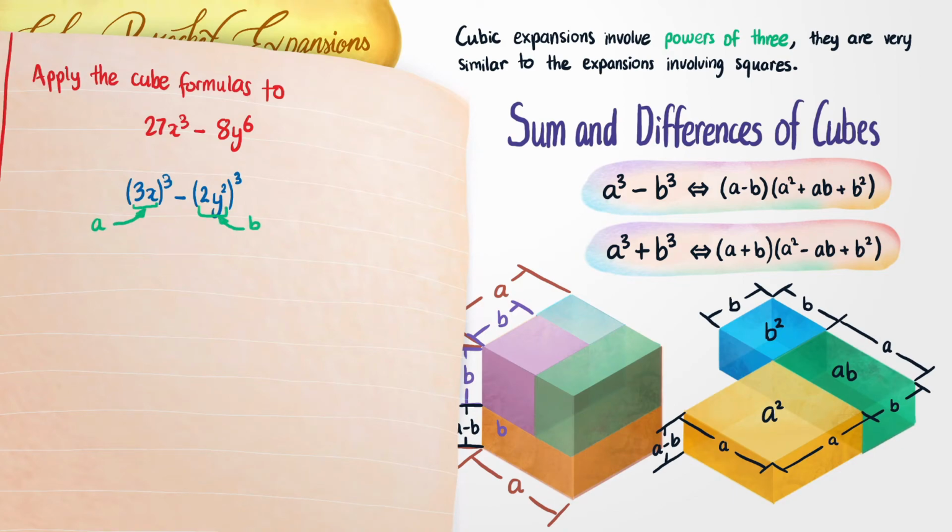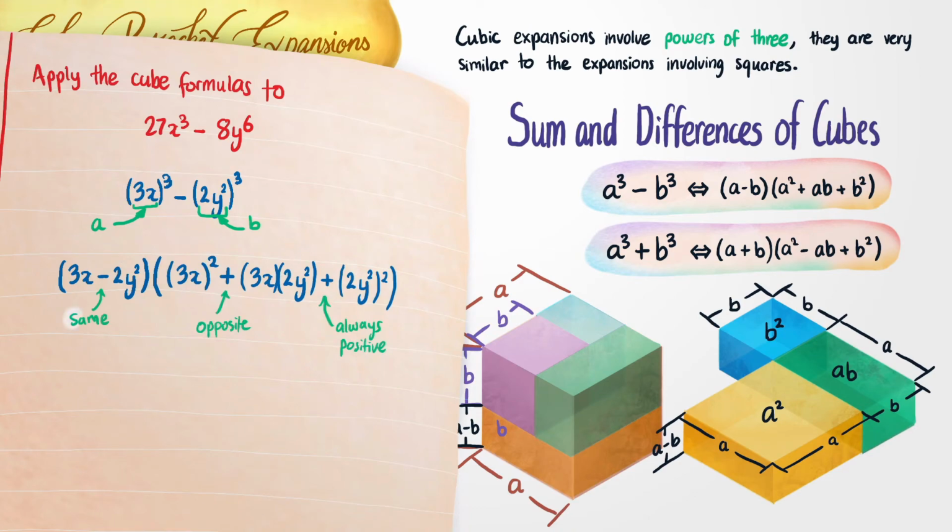Now that we've got it in this form, we should just go ahead and apply the formula directly. We're just going to get a minus b, a squared, plus ab, plus b squared. Remember, use SOAP. So in this case, we've just taken the first term and then the second term, and we've copied the same sign. Then we've squared the first term and then used the opposite sign. Then we multiplied the first and second term, and then used the positive sign because it's always positive, and then squared the last term. After this, we just want to simplify things.